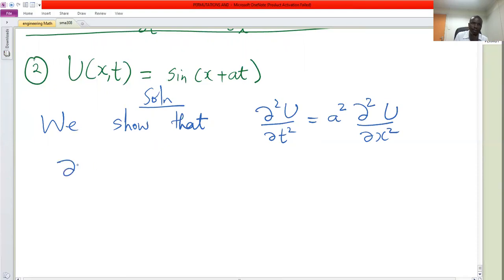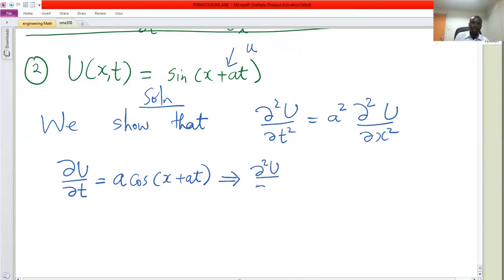So let's start: partial u partial t is given by, differentiating this one with respect to t, fix this to be u, now use the chain rule. Differentiating this with respect to t, we get a. When you differentiate a sine function, you get a cos function. And this implies partial squared u partial t squared: now you differentiate this function. When you differentiate a cosine function, you get a negative sine function. So we'll have a negative sine, and then differentiating this part with respect to t, we get a. So a times a will be a squared, then sine of (x plus at). Call this one equation 1.